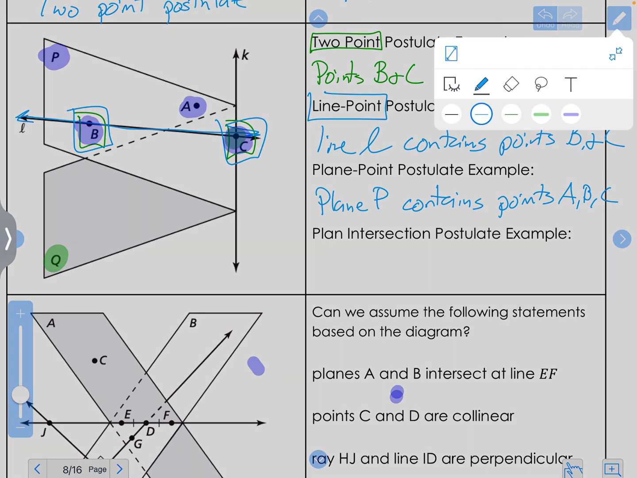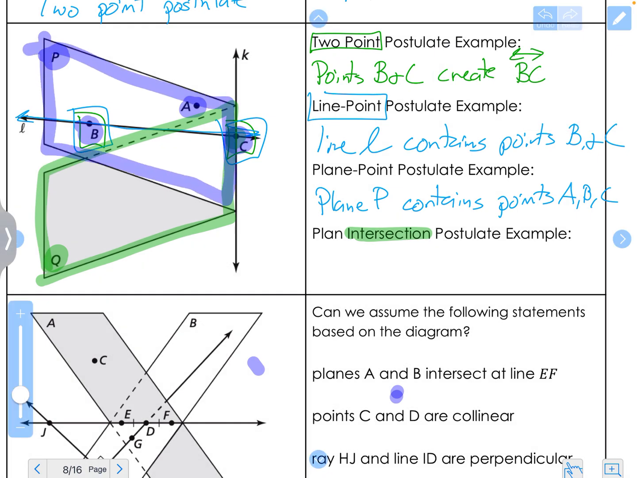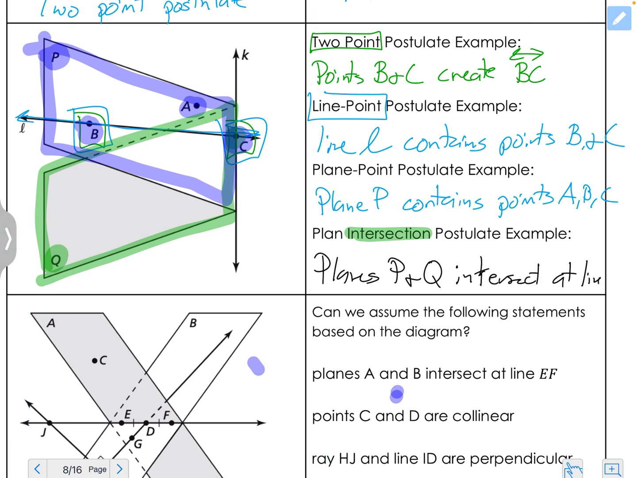Our plane intersection postulate tells us that planes intersect at a line. So if I follow Q, it seems to stop at that line, and if I follow P, P also seems to stop at that line. So planes P and Q intersect at line K.